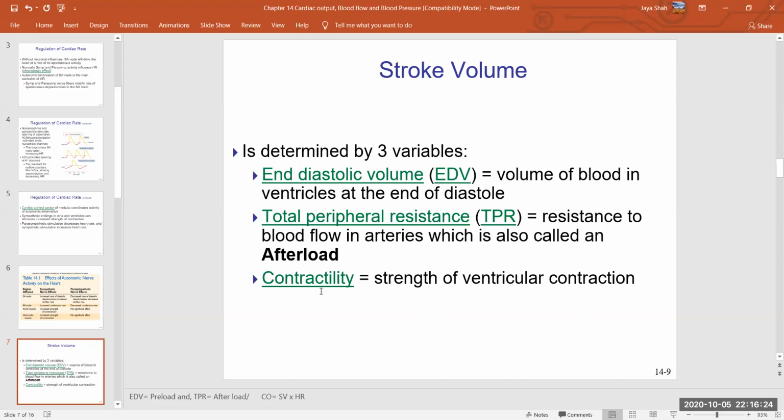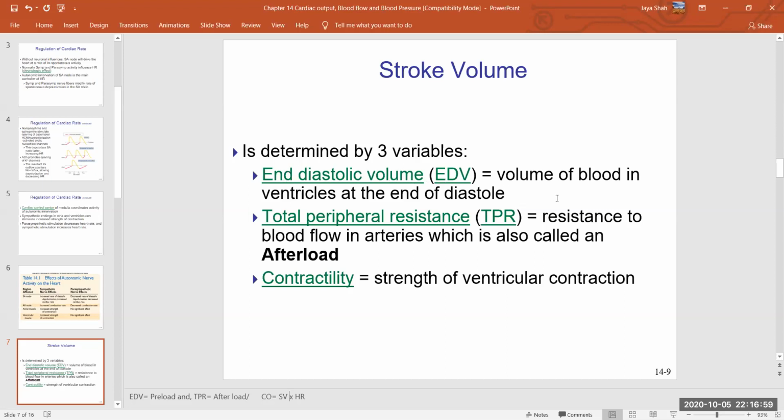Okay. So if we change stroke volume, that will change cardiac output. So let's see, if we keep heart rate constant and increase stroke volume, that will increase cardiac output. And if you have more cardiac output, that means the heart is pumping more blood all over the body. Okay. So stroke volume is determined by 3 variables, and they are EDV, which is called end-diastolic volume.